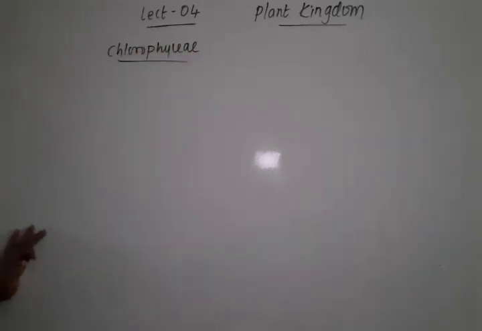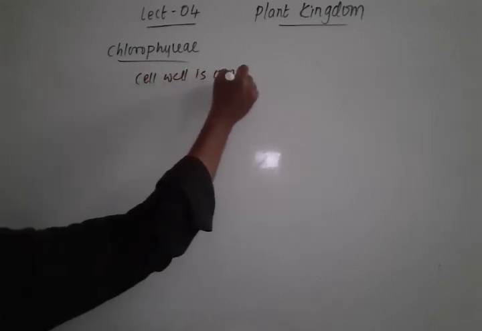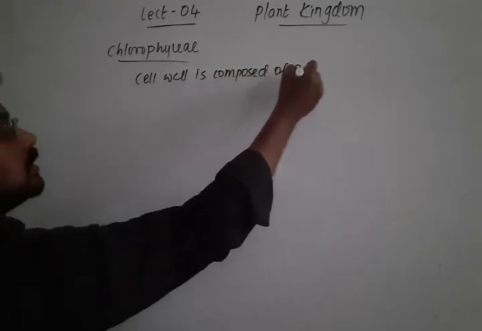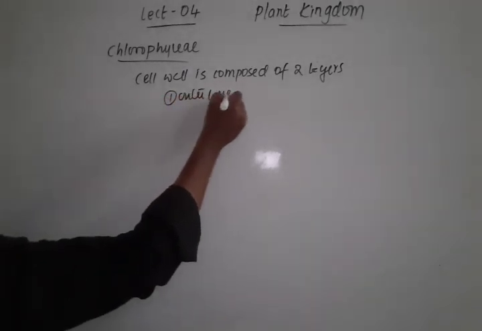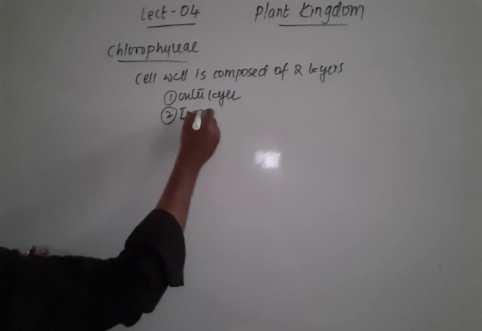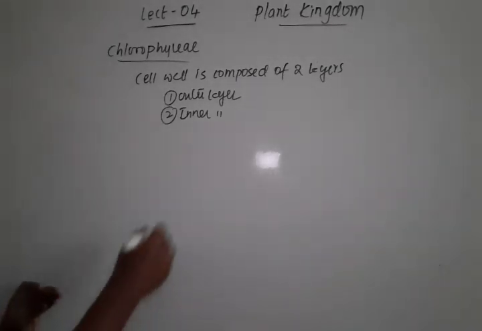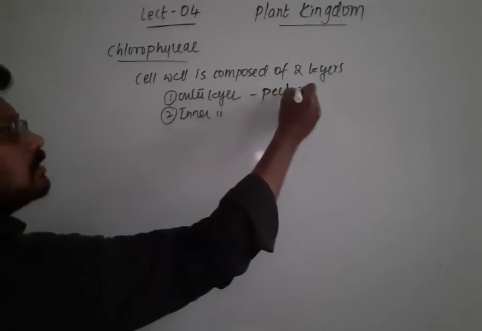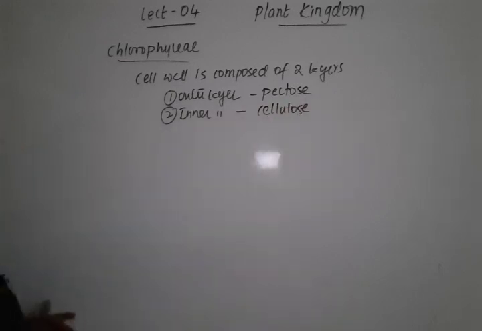Coming to its cell wall, I told you that the cell wall is composed of two layers: an outer layer and an inner layer. The outer layer is composed of pectose and the inner layer is made up of cellulose.